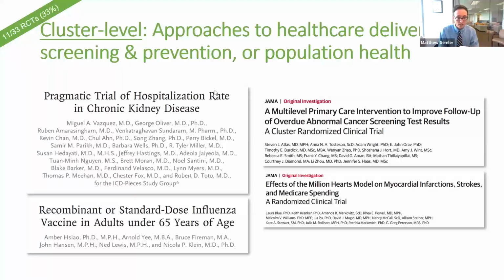or this trial across the Kaiser Permanente Northern California system in which the two types of influenza vaccine that were available to the health system were distributed to clinics in a way that allowed evaluation of which of those would result in better outcomes for these patients under 65 years of age. Those sorts of cluster level health system, population health type questions.